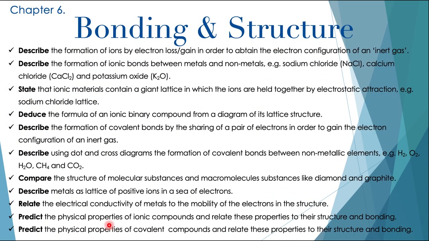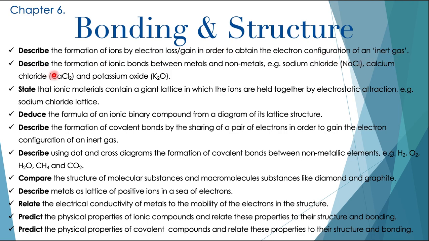This chapter is called Bonding and Structure. Here we have the learning objectives of this chapter. The specific topics of the chapter are listed in the description below along with their timings, so you can watch them separately as well. Now, in this topic, you should be able to describe the formation of ions by electron loss or gain in order to obtain the electron configuration of an inert gas.